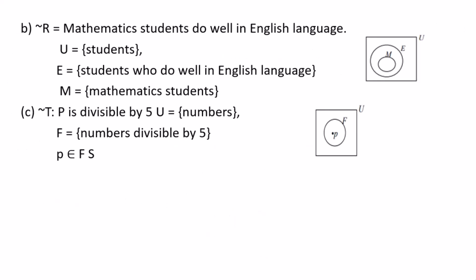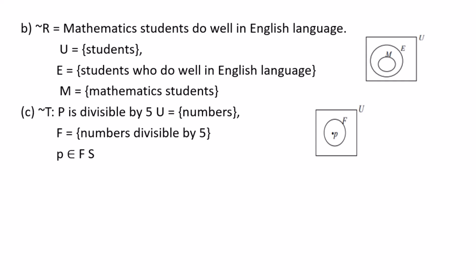The next question is, math students do well in English language. So the negation becomes: math students do not do well in English language. The universal set U is the set of students. Then E is the students who do well in English language, and M, which is math students, will be within the English language circle.